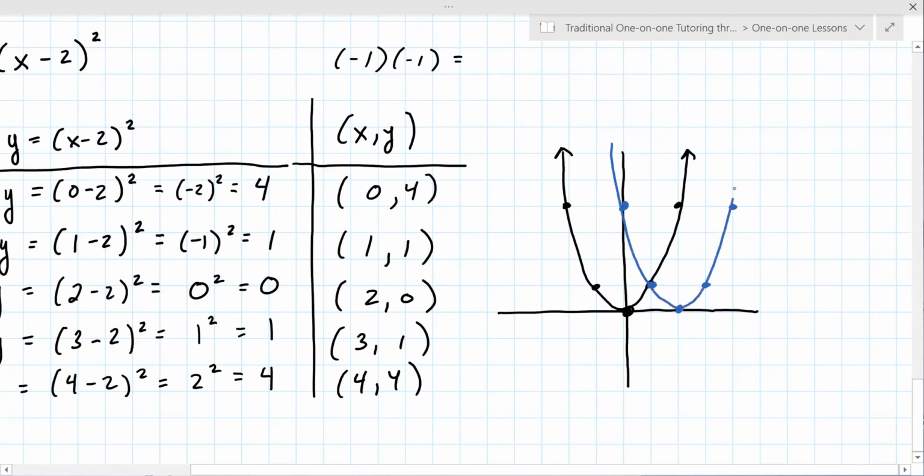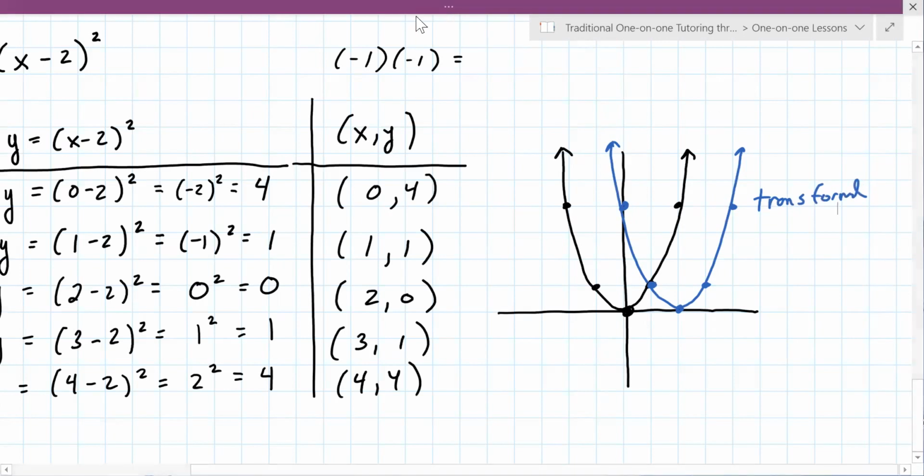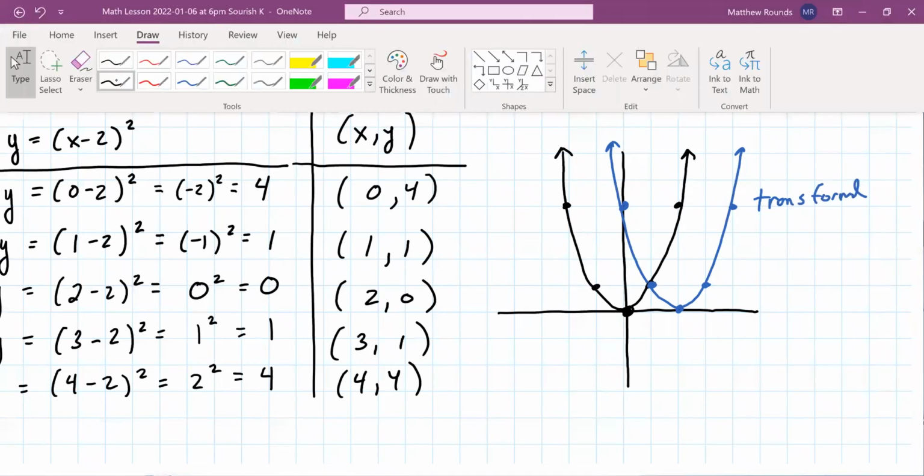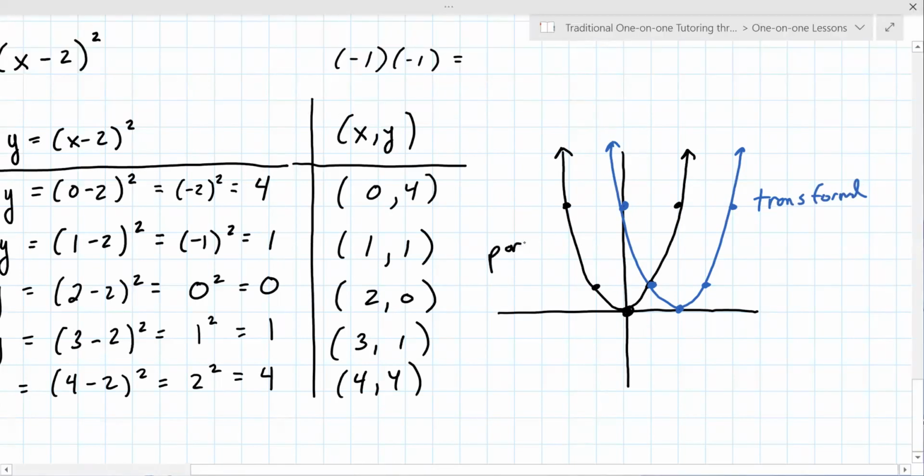Okay. So now I want you to tell me what you see here. The transformed is the blue and black is called the parent function. Okay. So what happened to go from the black to the blue? Which way did it go? It went right. How many did it go right?